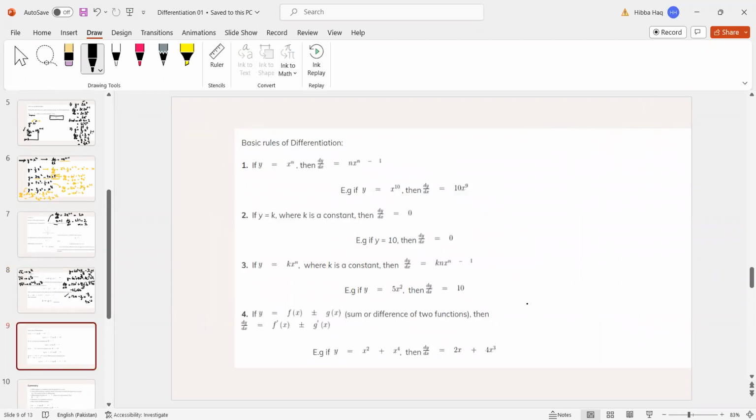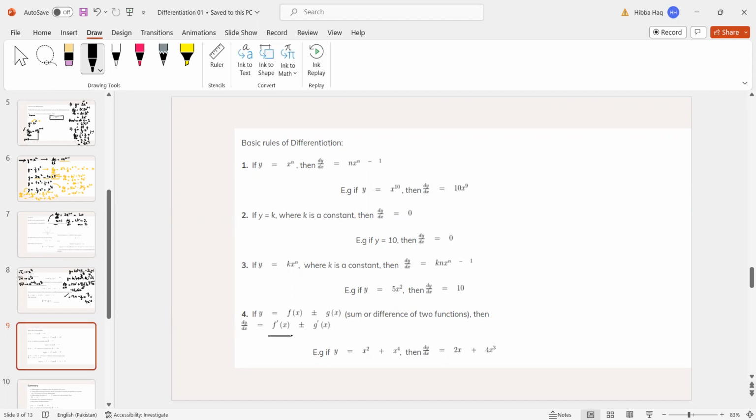So here are just a few differentiation basic rules, in which the first one is basically the basic formula that we've been doing. The second one is that whenever you've got a constant, its differential is going to be 0. The third one says that when you've got a constant being multiplied, or a coefficient before the expression, it's going to multiply with the power. The fourth one says that if you've got a sum or a difference of two functions or more than two functions, you're going to differentiate each of the functions separately.